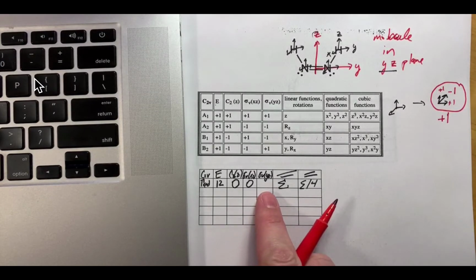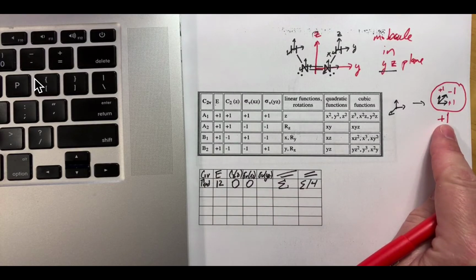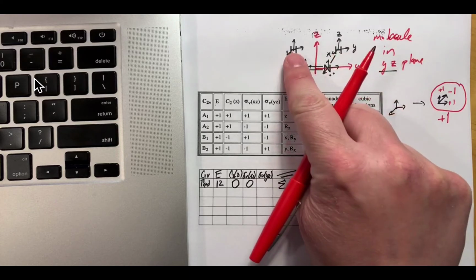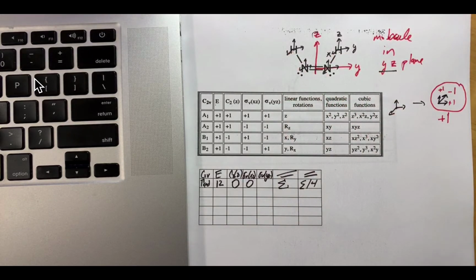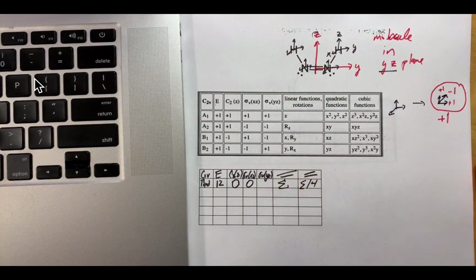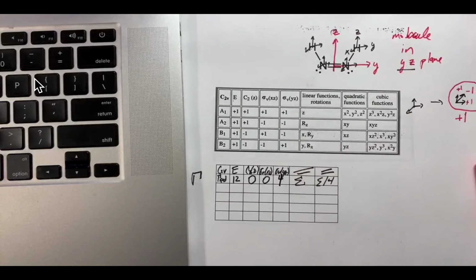So I don't go and put a plus 1 down here because this is per unshifted atom. So this same situation happens here, here, here, and there. So it happens 4 times in this molecule. So 4 times my plus 1 gives me a character of plus 4 overall there.